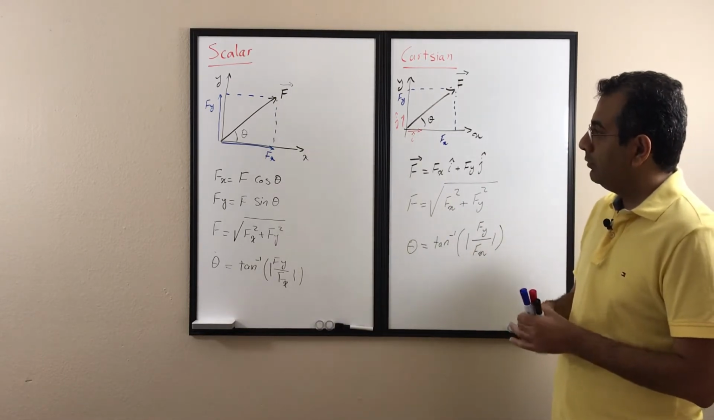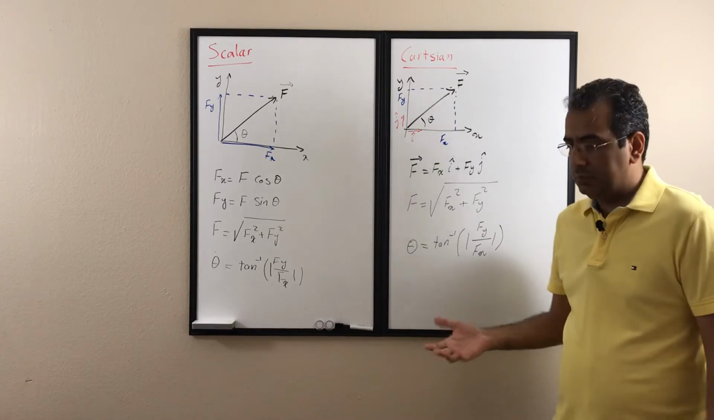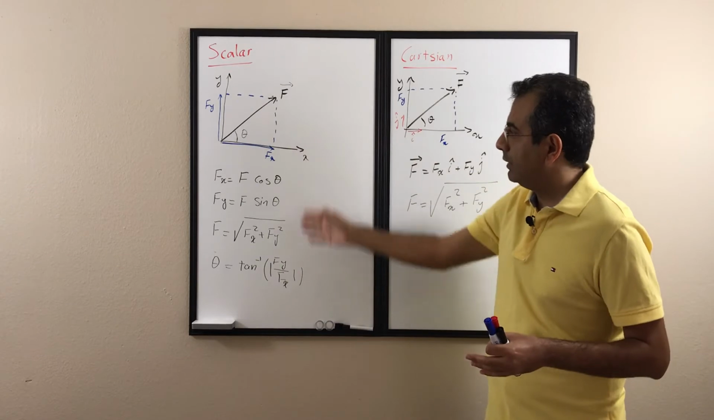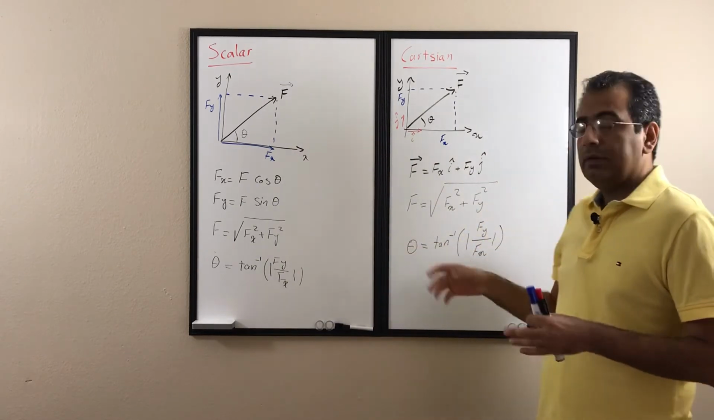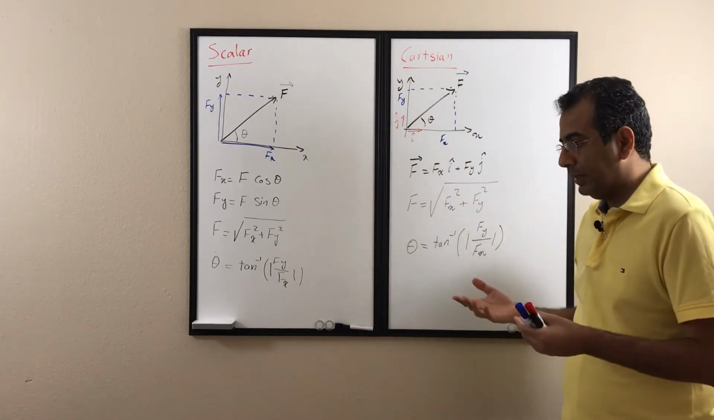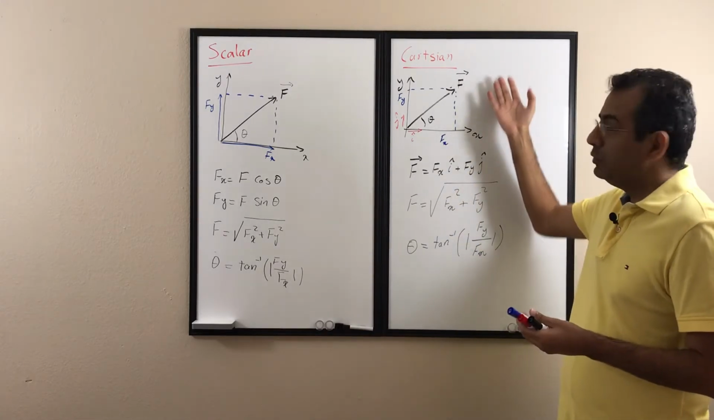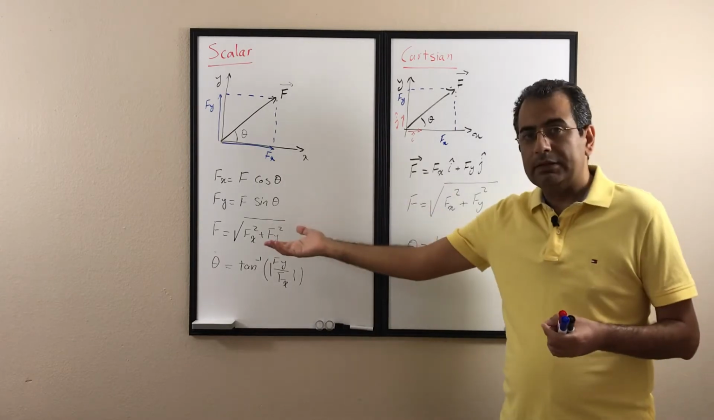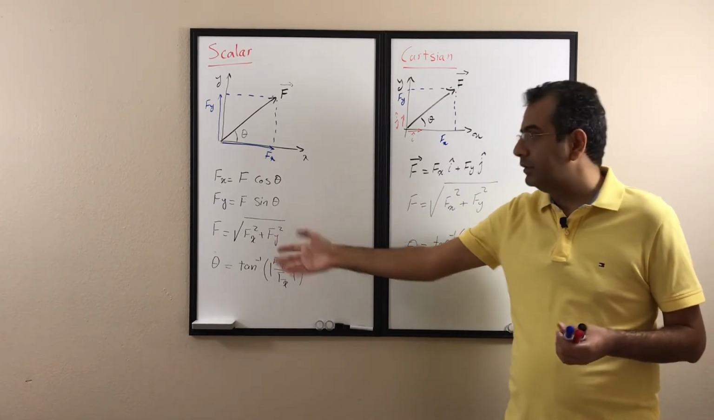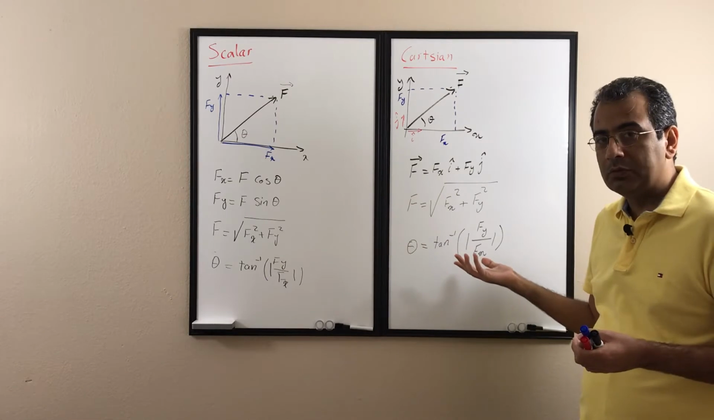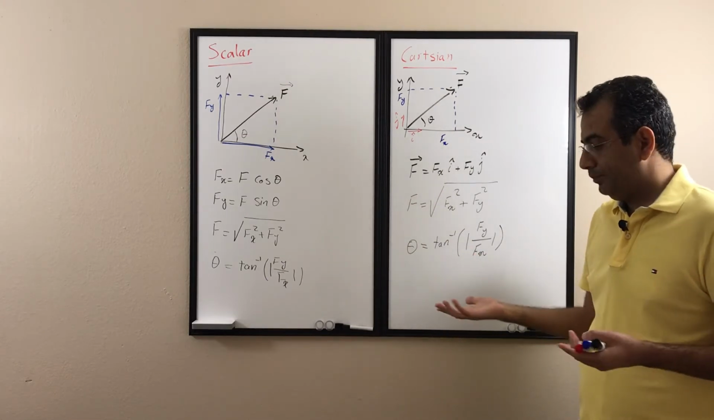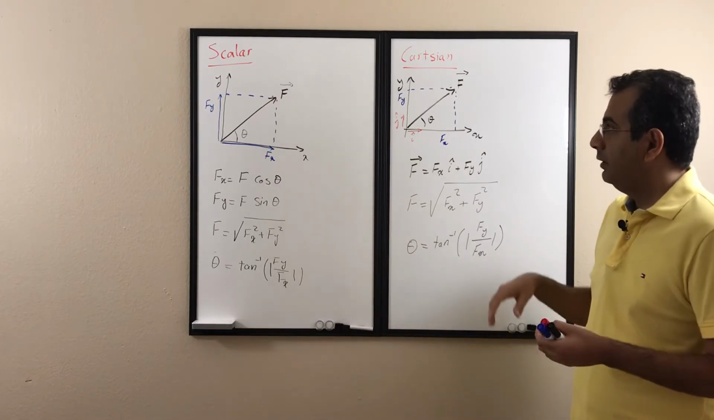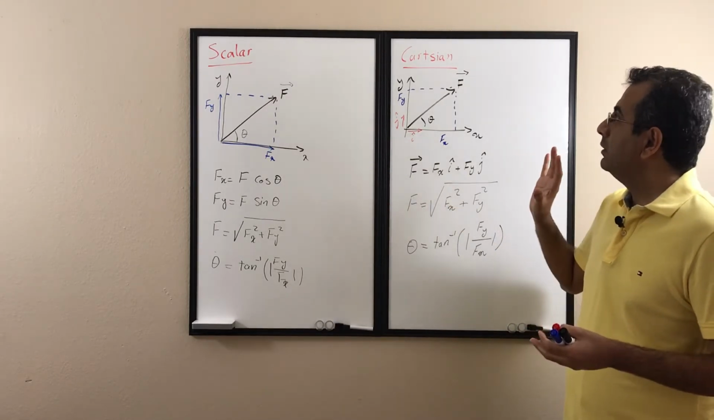One thing that you have to keep in mind: when we are dealing with 2D, which is the majority of the work in statics, this is how we are going to do the calculation. When we get to 3D, using the Cartesian method is going to be much easier. So the scalar is easier in 2D calculation, and the Cartesian is easier in 3D analysis. So we have the scalar, we have the Cartesian.